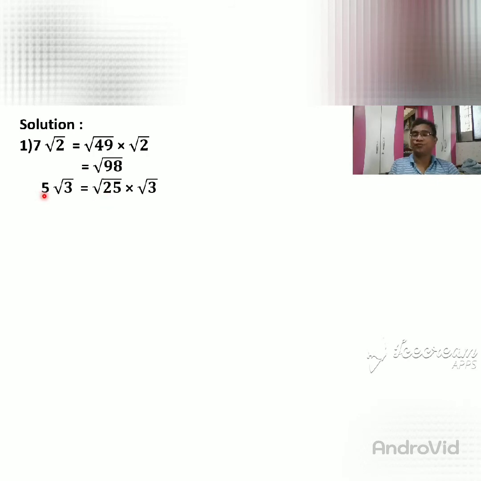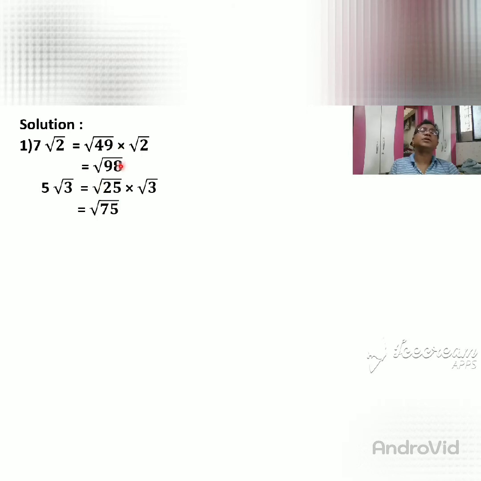See, it is 5. 5 is the coefficient, and for root 3 the order is 2. So we take the square of 5. The square of 5 is 25. So here we write square root of 25 into root 3. Square root of 25 into root 3, you get square root of 75. Do you understand how you get 75? 25 times 3 is 75.